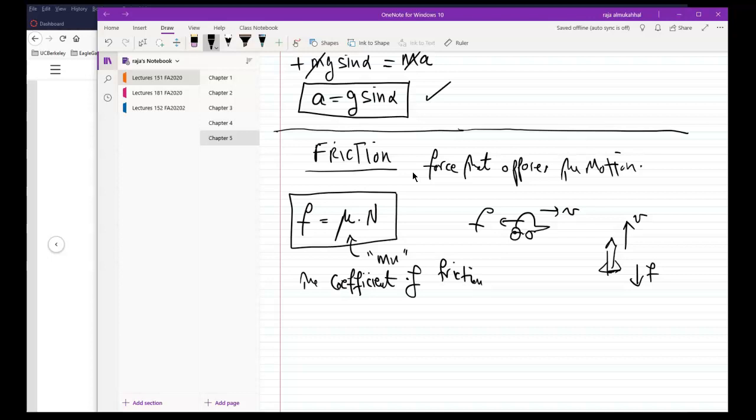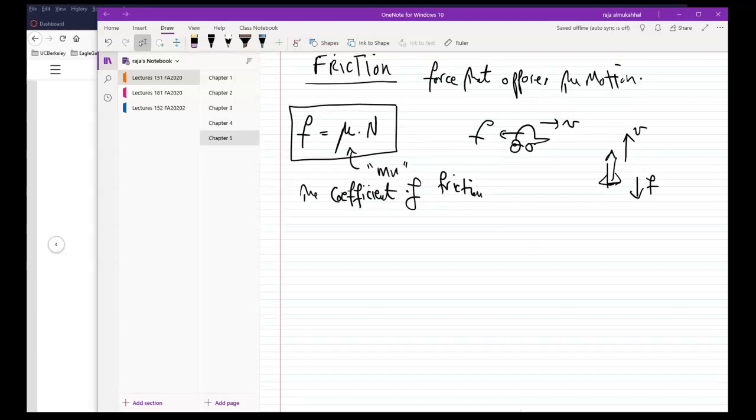Okay? Now, I'm not sure if you're taking a lab this semester, but there is at least one experiment where you'll have to calculate the value of mu. Okay, so what is mu here? Mu, or the coefficient of friction, is just a fancy term. The mu is always between 0 and 1. Okay, always between 0 and 1.